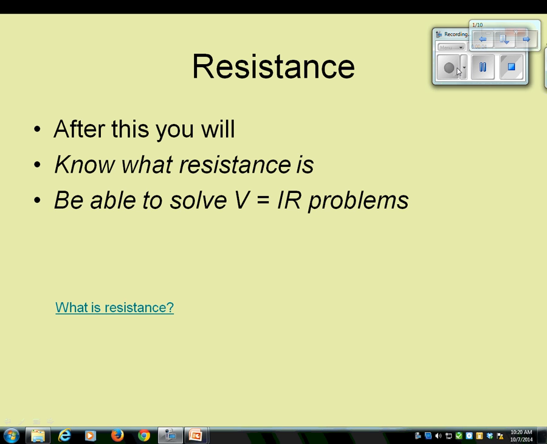Okay, so we have looked at two previous formulas up to now. I'm going to give you one last one today, and then you're going to get a chance to do a little hand-in assignment so that I can see who gets it, who doesn't get it, and then we can go from there. So after today, you're going to know what electrical resistance is. I'm not talking about the resistance like the Rebel fighters in Star Wars. And you're going to be able to solve V equals IR problems.